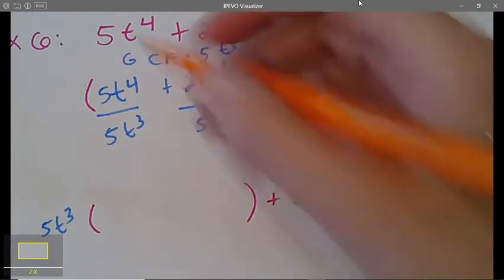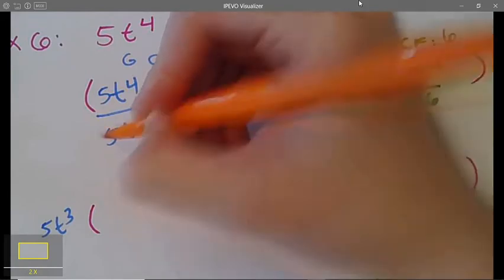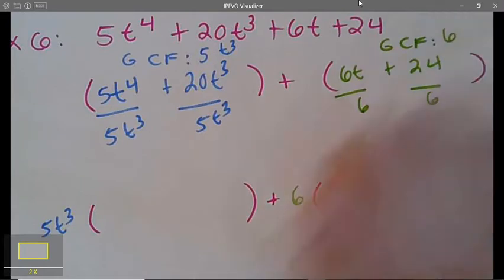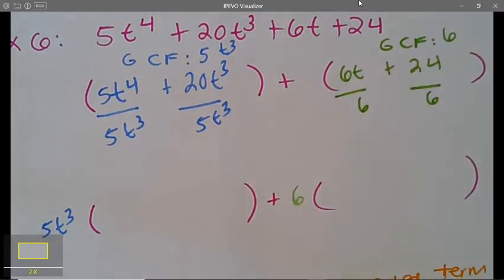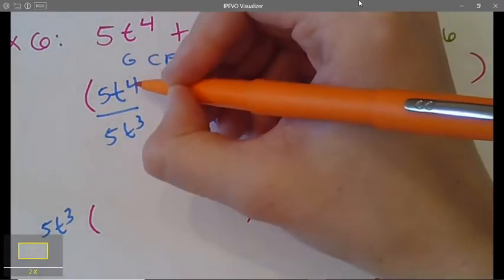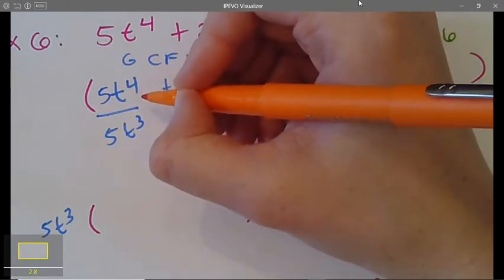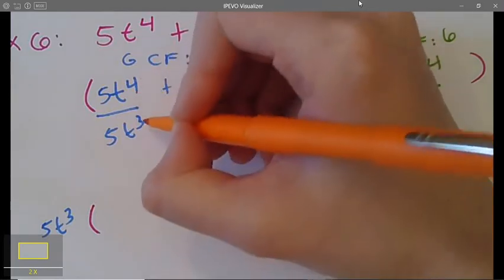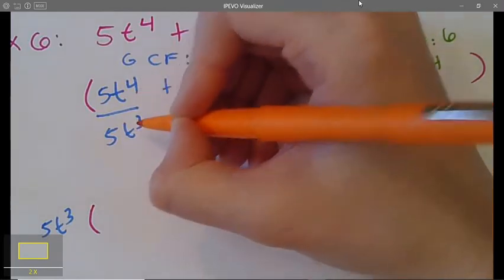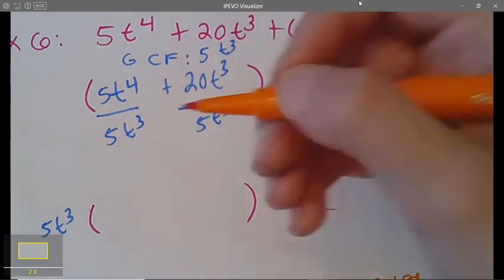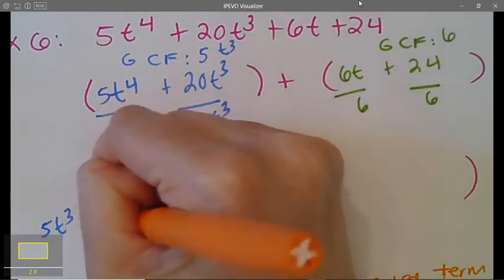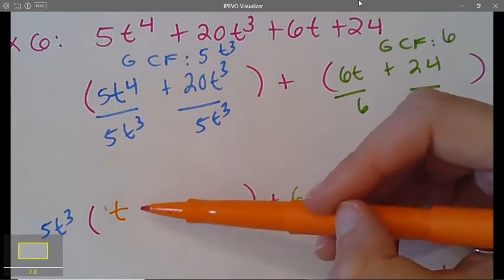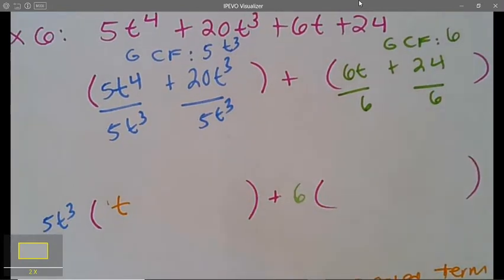Okay, so let's see. 5 divided by 5 is 1. So you could write 1. I'm not going to write 1 because typically you don't write 1 in front of a variable, but it's kind of up to you. And when you divide variables with exponents, what do you do with your exponents? You would subtract them. So 4 minus 3 is 1, or t to the first power, which I'm just going to write as t. So you could write it as 1t to the first power or just t. Means the same thing.